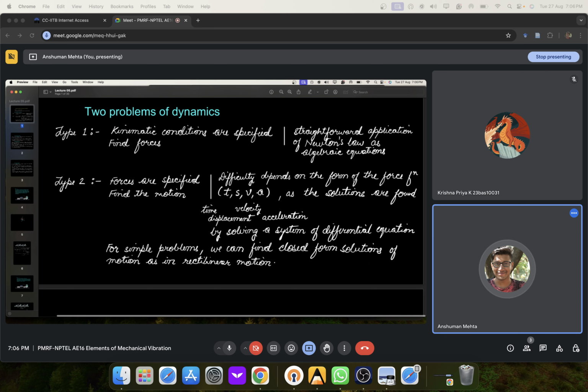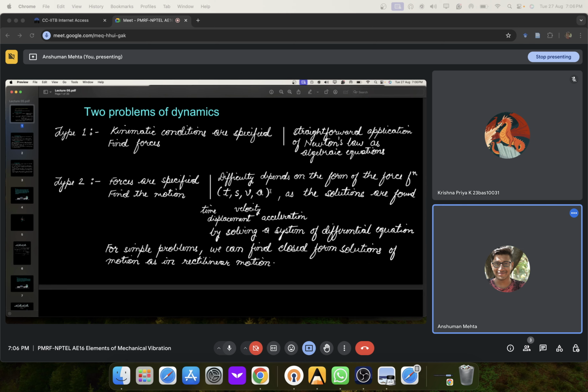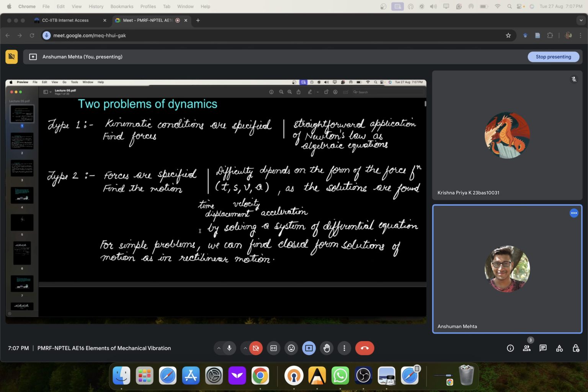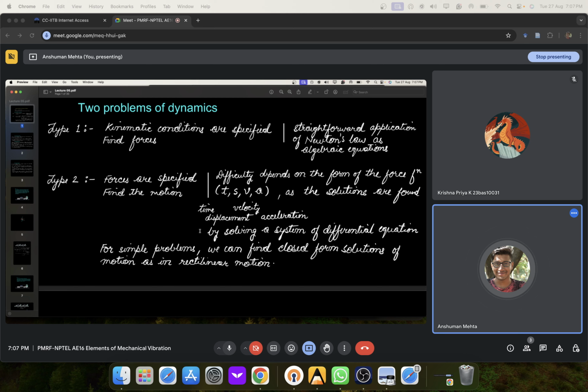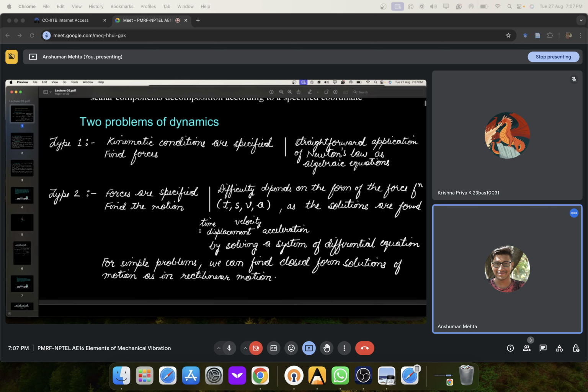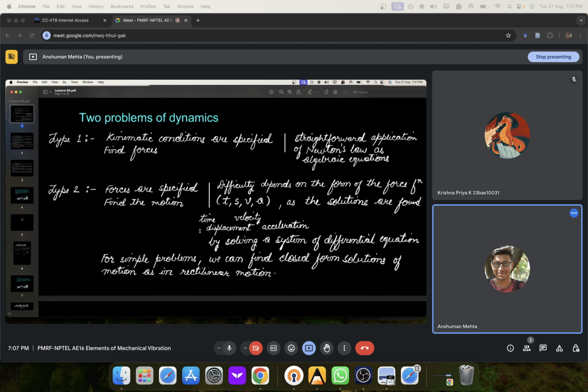So it can be force of T, S, V, A: time or displacement, or velocity or acceleration. So it can be those. And the solutions are found out by solving the system of differential equations. So as compared to algebraic equations, we now are solving the differential equation.